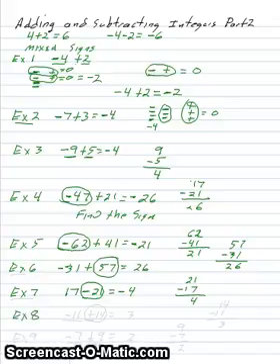Example 8. Negative 11 plus 14. Again, 14 minus 11 is 3. It's going to be a positive 3 because we had 14 positives and only 11 negatives. So our final answer is positive 3.